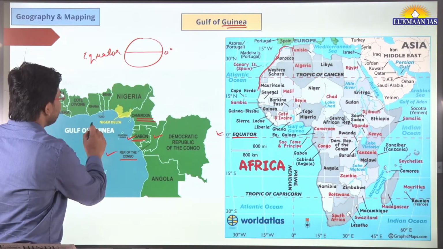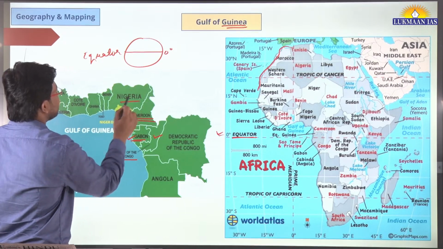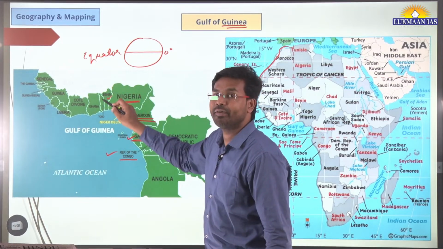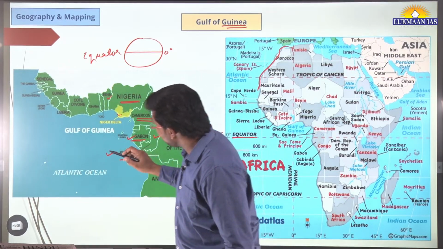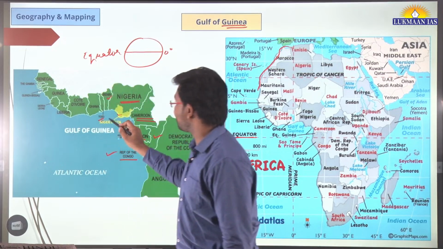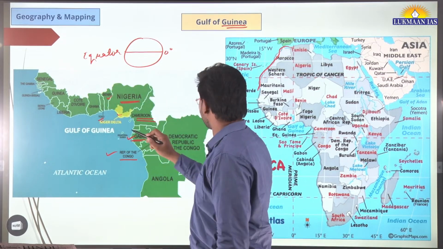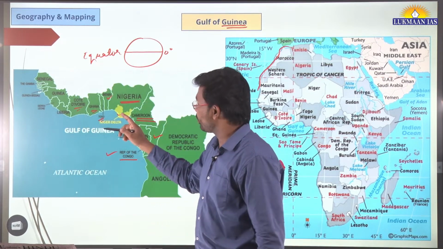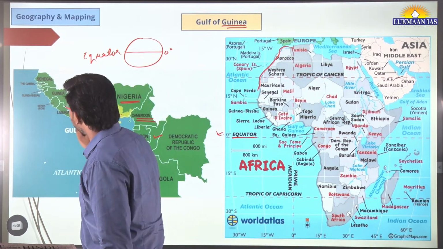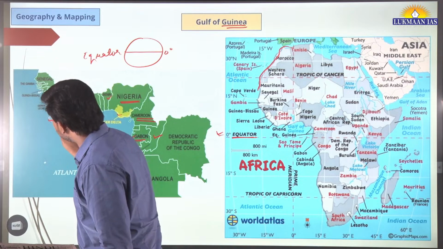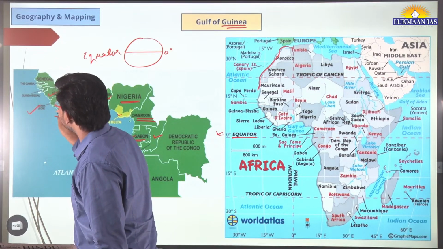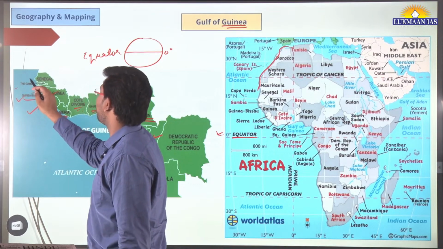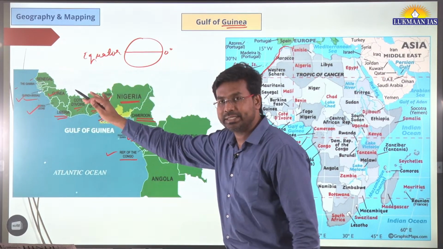Then we have Niger Delta, and this is Nigeria. Over here, this is Benin, the name of a country in Africa. Apart from this, we have a very small country, which is Togo. Then we have Ghana, then Côte d'Ivoire. And apart from this, this is Liberia, Sierra Leone, Guinea, Guinea-Bissau, Gambia, and Senegal. So these are the countries over here.